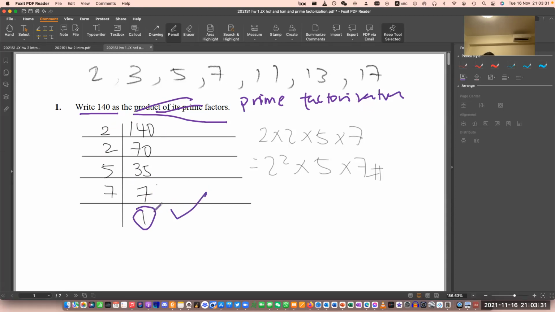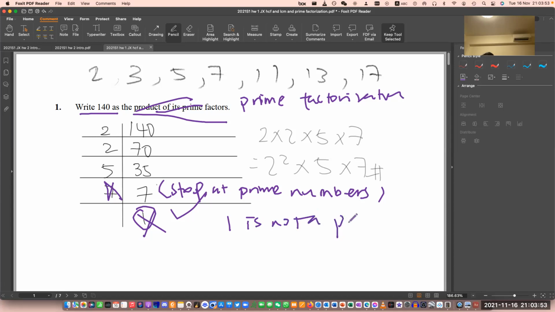By the way, 1 is not a prime number, so that's why you don't continue from here. You stop at 7. So remember, stop at prime numbers. 1 is not a prime number. I think you know why, right? 1 is not a prime number because a prime number must have 2 factors.